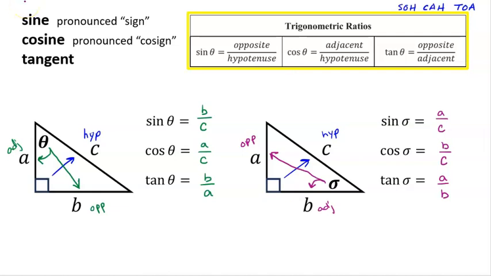And if you didn't know, sometimes they use Greek letters to mark up these triangles, and so this is called theta, and then we've got sigma here. Sometimes you'll see beta, and it just depends, but that's not super important.